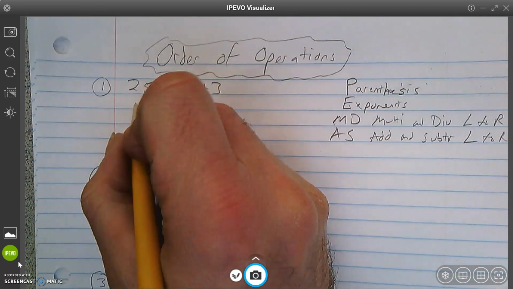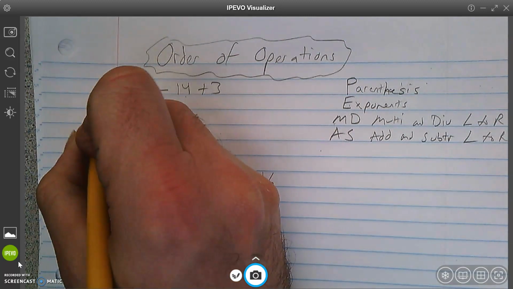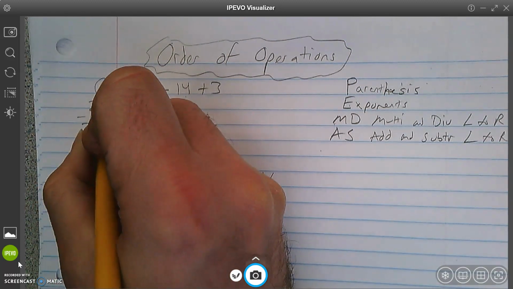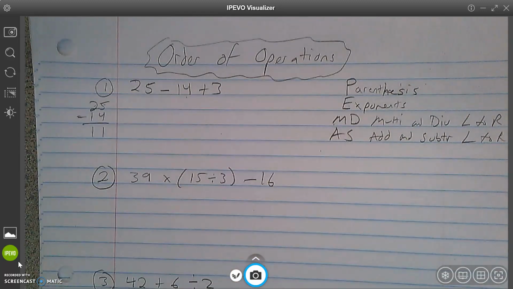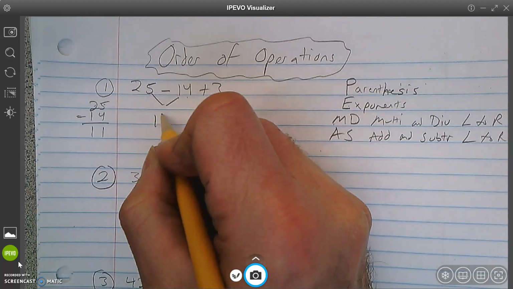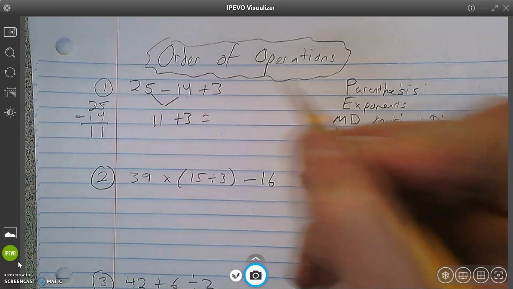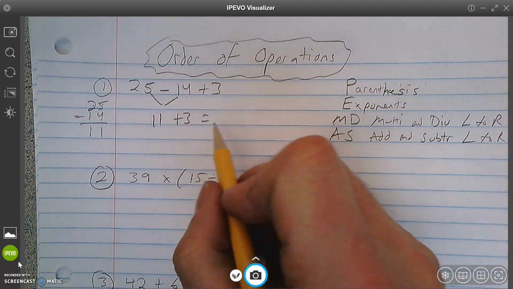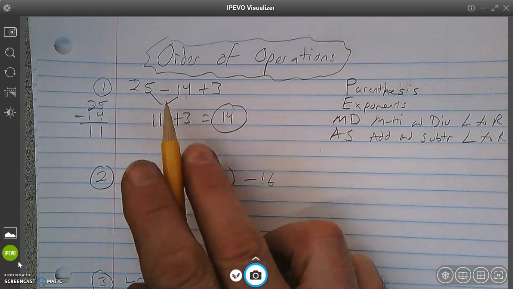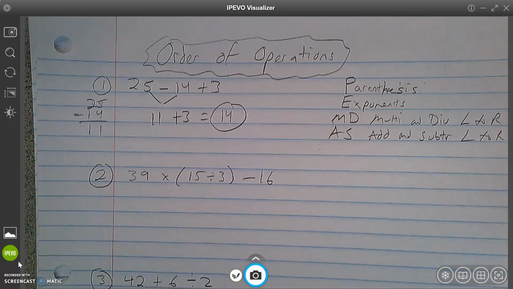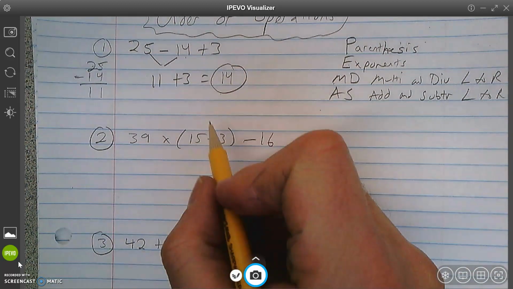So 25 minus 14, I'll do it off to the side if I want. 5 minus 4 is 1. 2 minus 1 is 1, so it's 11. So this is 11, and then plus 3, because I add last. 11 plus 3 is 14. There we go. So simplified, this equals 14. Cool.